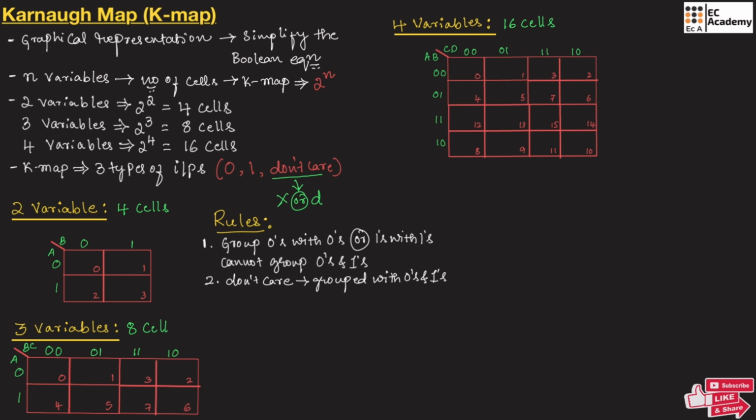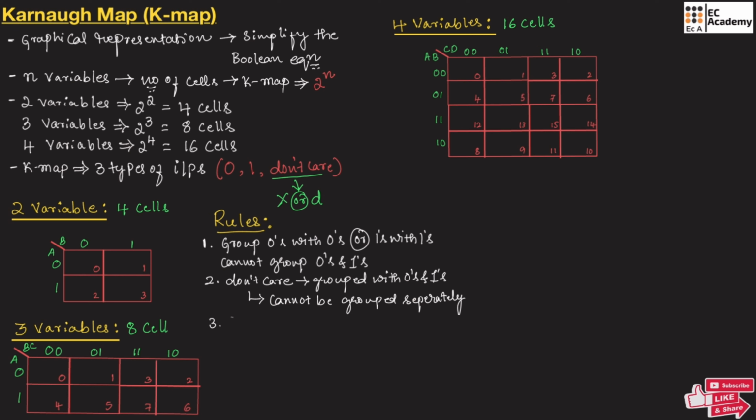So don't care can be grouped with zeros as well as ones. And this don't care cannot be grouped separately. Whenever you are making a group, you can group don't care with zeros and ones, but you cannot group don't care separately. So we can ignore don't care when all zeros and ones are covered.